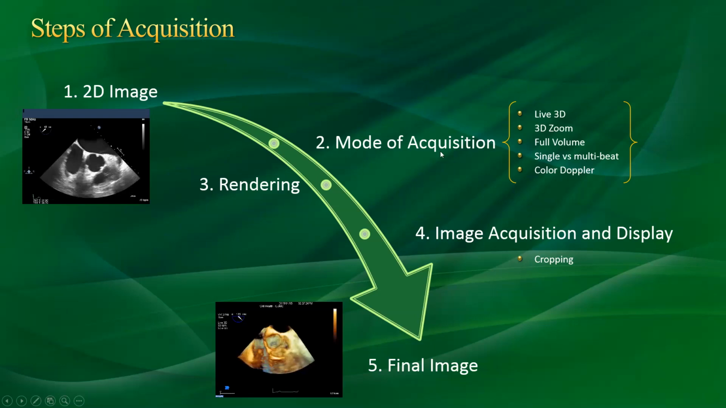Then you choose your mode of acquisition. We have live 3D, 3D zoom, full volume, and color Doppler. We'll talk about those. Then you acquire the image, and after you acquire it, you have the option to display the image by cropping and adjusting it, and you end up with the final image here. So for example, this is a patient with a bicuspid aortic valve, and look at how nice the 3D image is for the same patient.